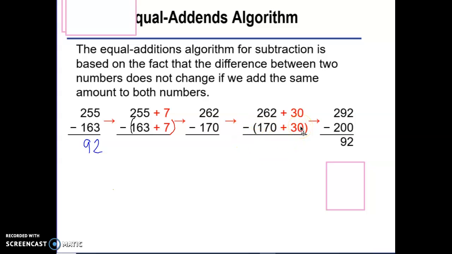Plus 7 and minus 7 give me 0. Plus 30 and negative 30 also give me 0. So really I added 0 twice, and you guys remember 0 is what property? What property goes with 0? 0 is the additive identity. So 92 plus 0 again, still giving me 92.